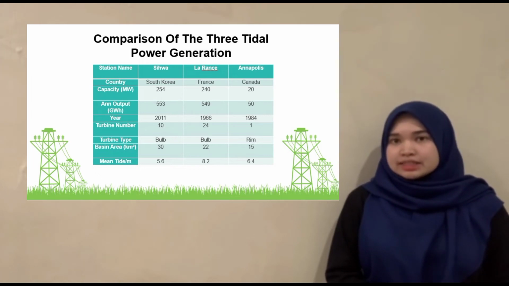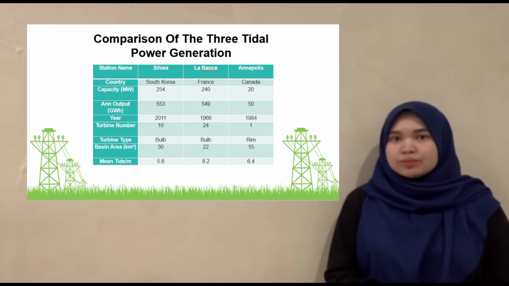Next, La Rance Tidal Power Plant with the capacity of 240 MW and annual generation output of 549 GWh. It was opened in 1966 and with the help of 24 bulb turbines, electricity is generated from the tidal inflows into the 22 km² basin. The power plant site has an average tidal range of 8.2 meters, highest in France.